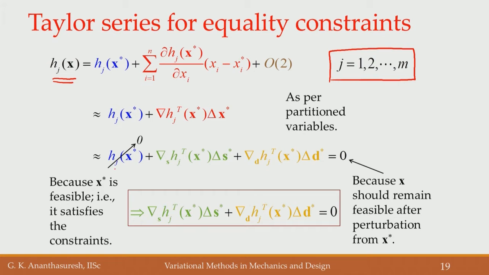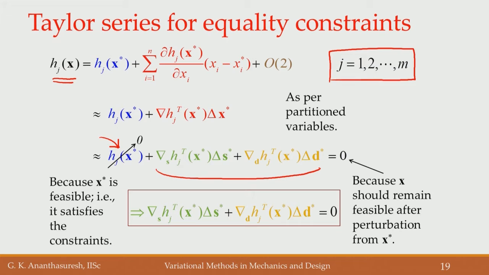The 0th order term must be equal to 0 if x star is to be an optimum, because equality constraints must be satisfied. Then we have this first order term, which should be equal to 0 to first order, because each equality constraint h1, h2 up to hm should be equal to 0 even after perturbation.